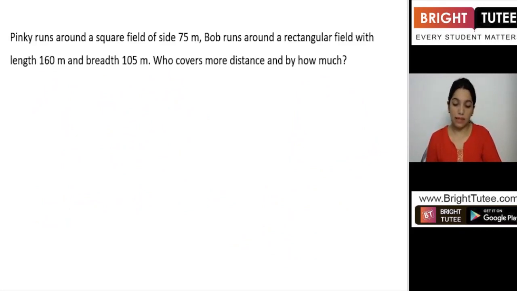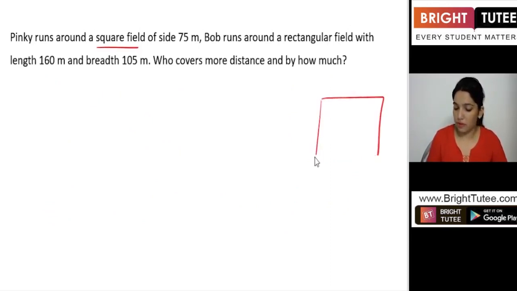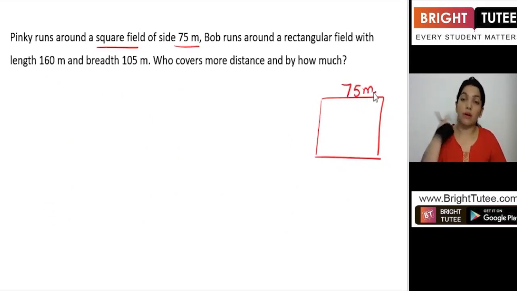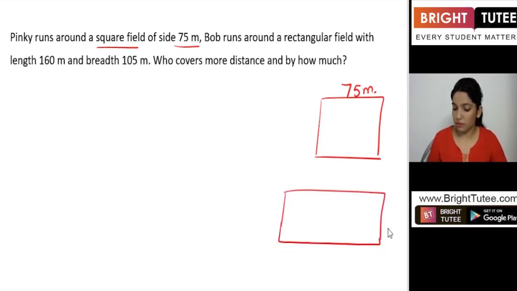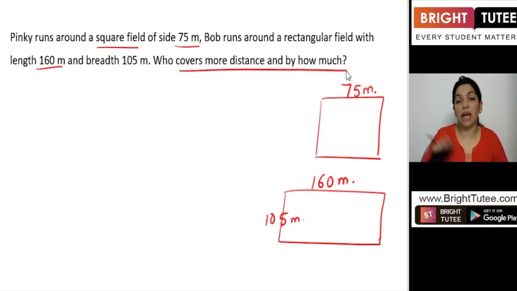It says Pinky runs around a square field. The shape given to us is again a square field, of side 75 meters. So each side is 75 meters. Bob runs around a rectangular field. So now we have got another shape, that is rectangular, and its length is 160 meters and breadth is 105 meters. Who covers more distance and by how much? So we are going to find here the perimeter of 2 different shapes.